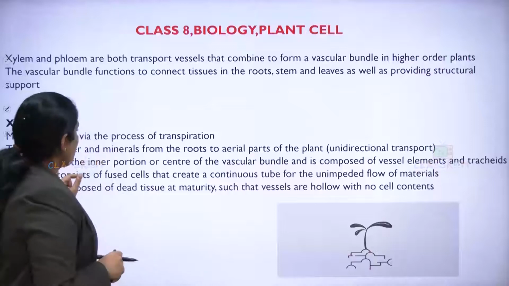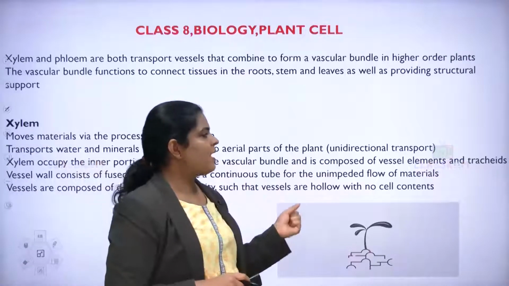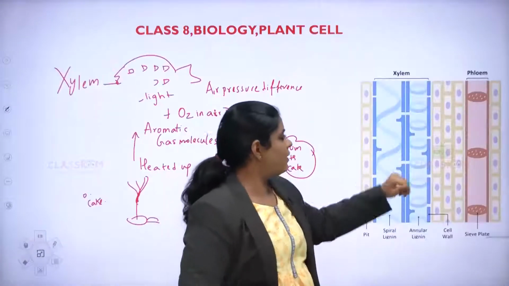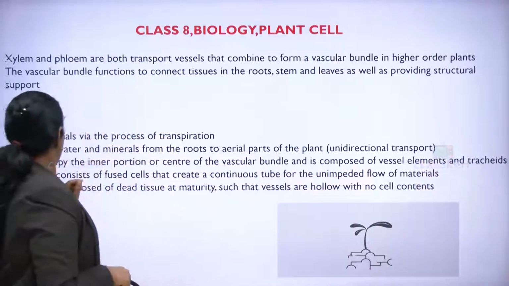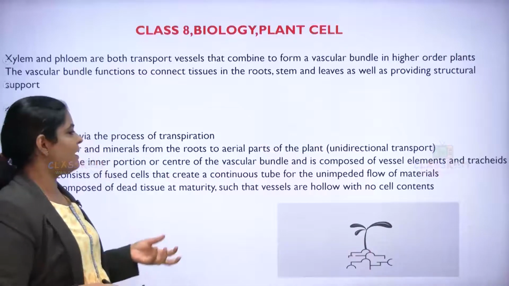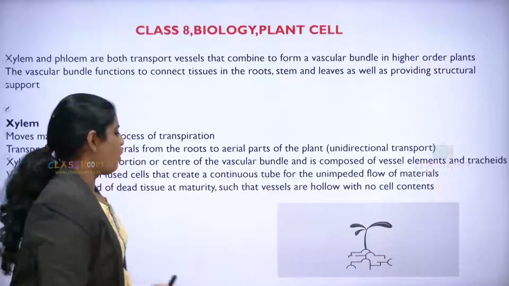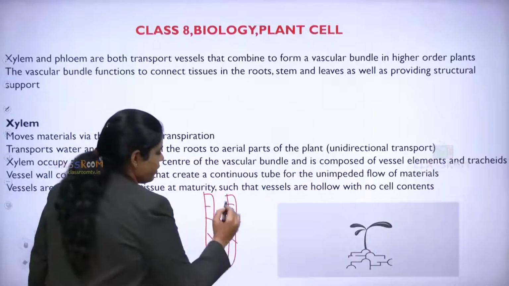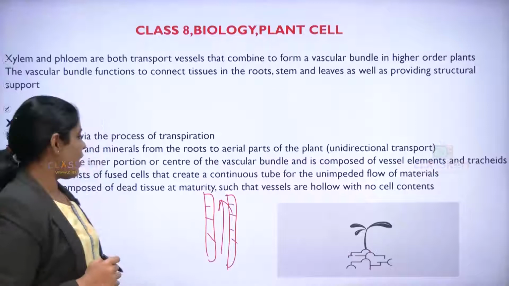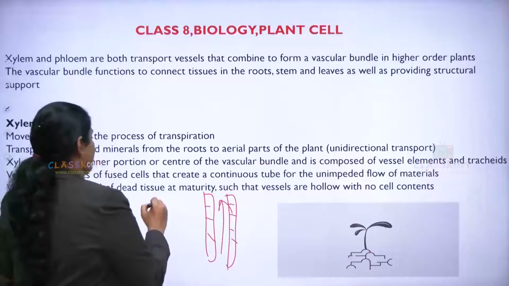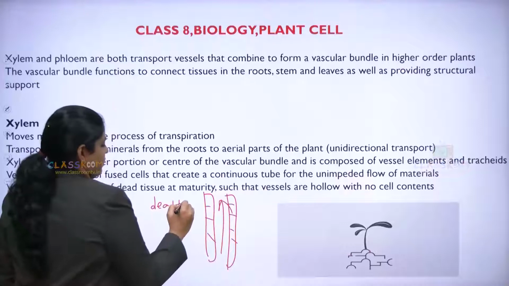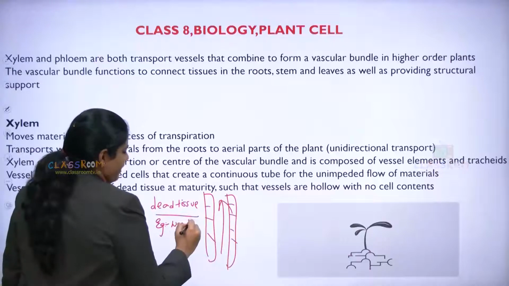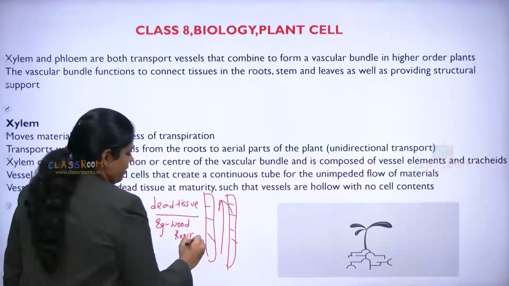Alright. Xylem occupies the innermost portion of the vascular bundle and it is composed of vessel elements and tracheids. Alright. Then the vessel wall consists of fused cells that create a continuous tube for the flow of material. So, it is a tube like structure so that there is continuous flow. So, the water flow will always be from downward to upward direction and they are always composed of dead tissues. Okay. Examples are wood, resin and gum.